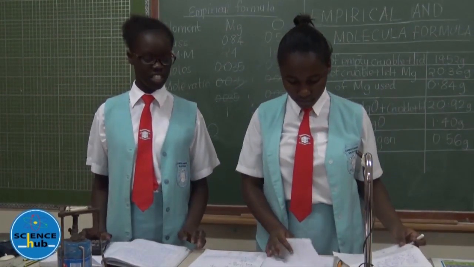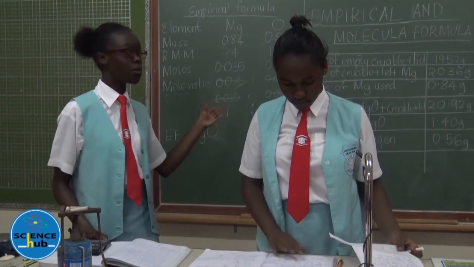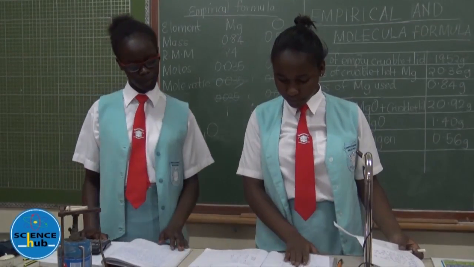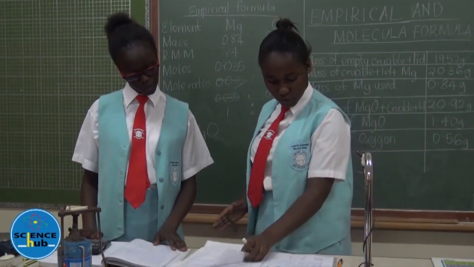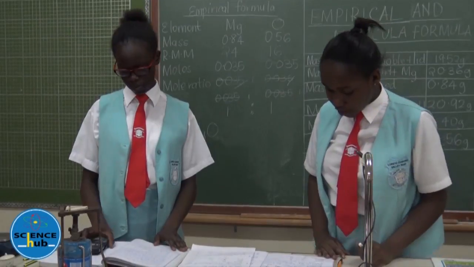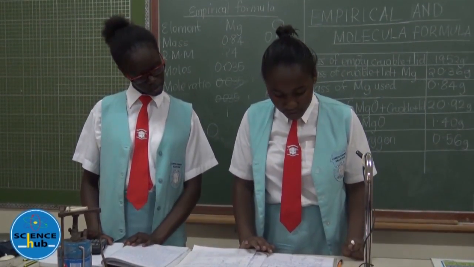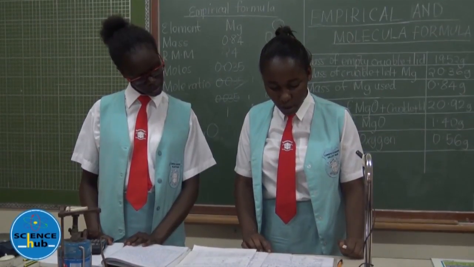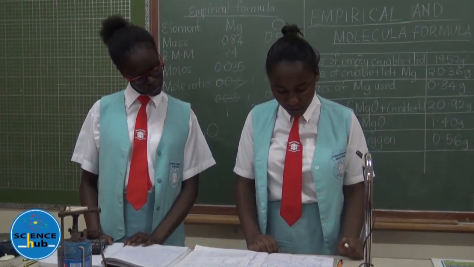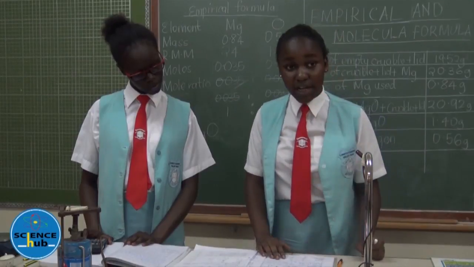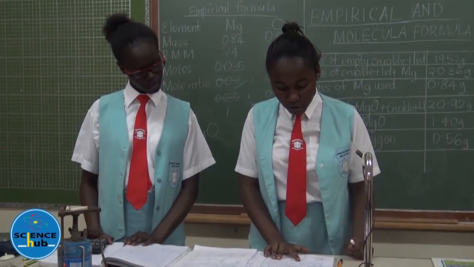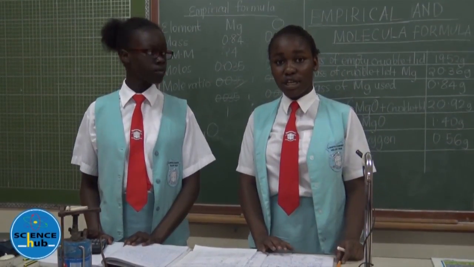From there, we shall have a series of questions just to demonstrate how empirical formula is gotten. So, the next question is, an oxide of silicon was found to contain 47% of silicon. What is the empirical formula of the oxide? We have been given the relative atomic mass of silicon to be 28 and that of oxygen to be 16.